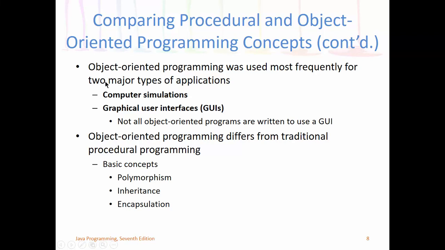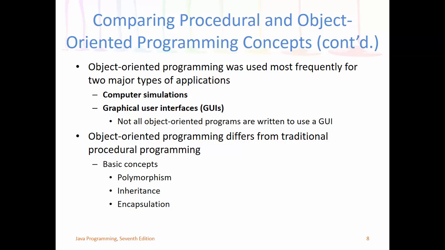All right. So they're indicating here what object-oriented was used for. And they say computer simulations and graphical user interfaces. But not all object-oriented programs are written to use a GUI, and that's totally true. You don't have to use a graphical user interface to have an object-oriented program. Not at all. That's not how it works. The misconception is that you have to be in a graphical environment to do something object-oriented. Not true. Not true at all.